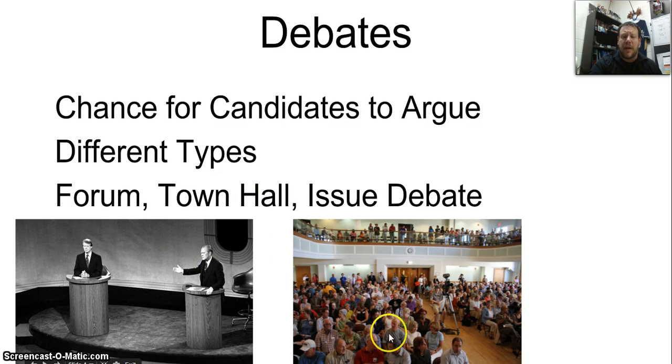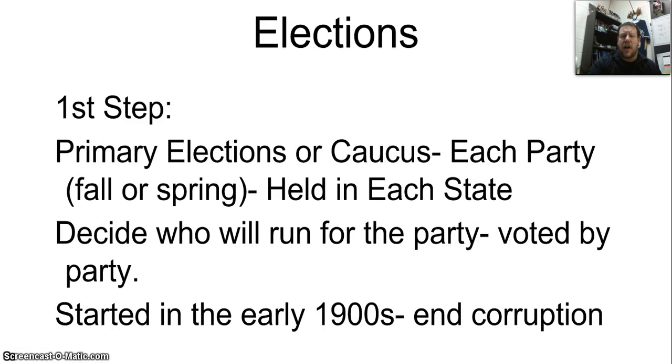I also have the town hall debates too. They're kind of fun. Town hall is where anyone can ask a question from the audience, or pre-planned people ask questions from the audience to figure out how the candidates feel about issues. There's also issue debates, where they just focus on issues, and they can throw an issue out. Every single candidate can argue about what they believe in. And so, different kinds of debates that are out there.